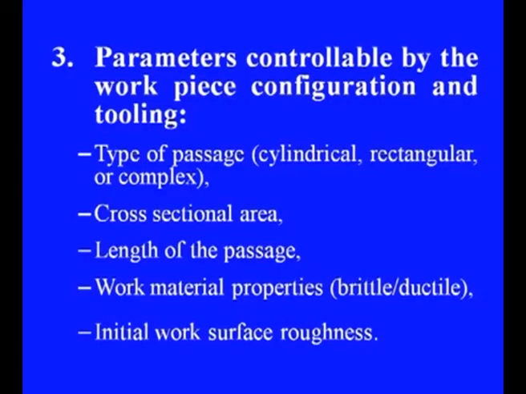Then the parameters that can be controlled by workpiece configuration and tooling include the type of passages, whether it is cylindrical, rectangular or some complex shapes, then cross sectional area, then length of the passages, then work material properties, whether they are ductile material or brittle material, depending on that material removal will be affected.